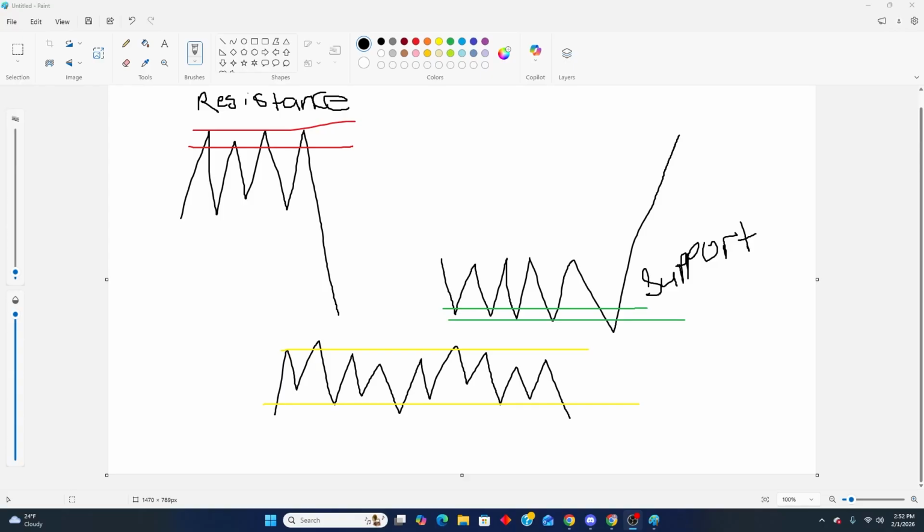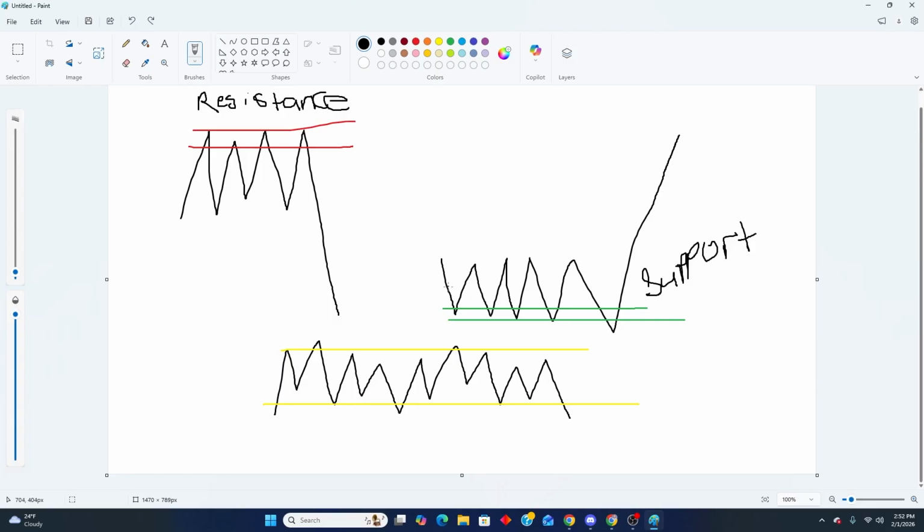Alright, what is support? Support is an area where price stops falling and starts moving up. This happens because buyers step in and push price higher. This is support right here. Support right here.